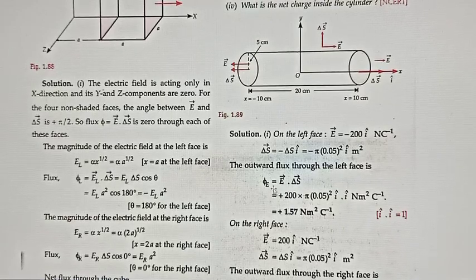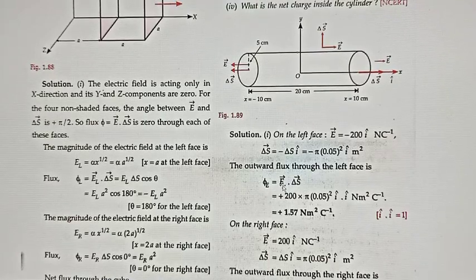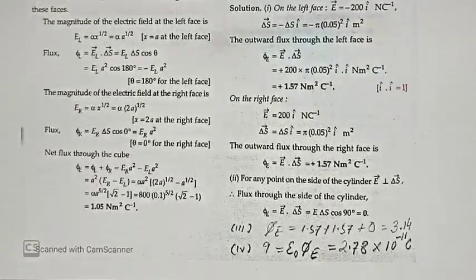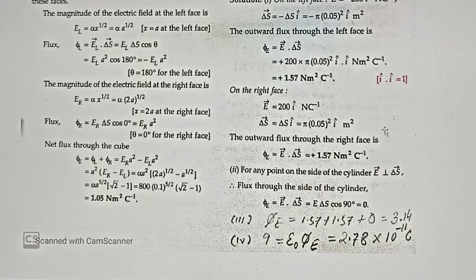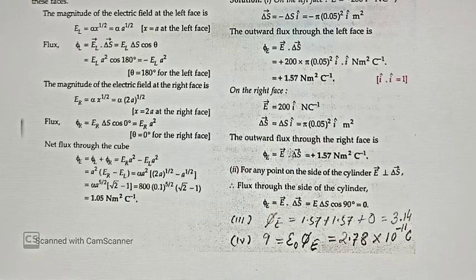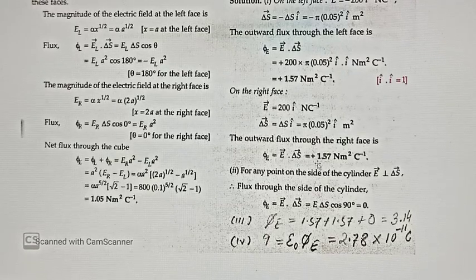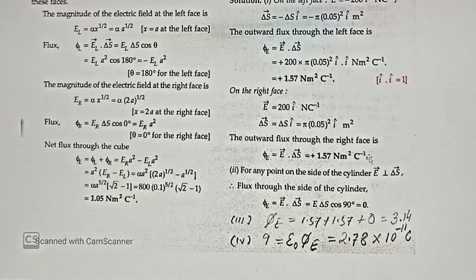So the flux linked with that left phase, the outward flux through the left phase, phi is equal to E dot del s, so you will get 1.57. Similarly on the right phase, E is equal to 200 I cap, because it is along the positive x-axis. Del s is equal to del s I cap along the positive x-axis. Both are parallel, angle is 0, so phi is equal to E dot del s, which gives you 1.57 Newton meter square Coulomb inverse.